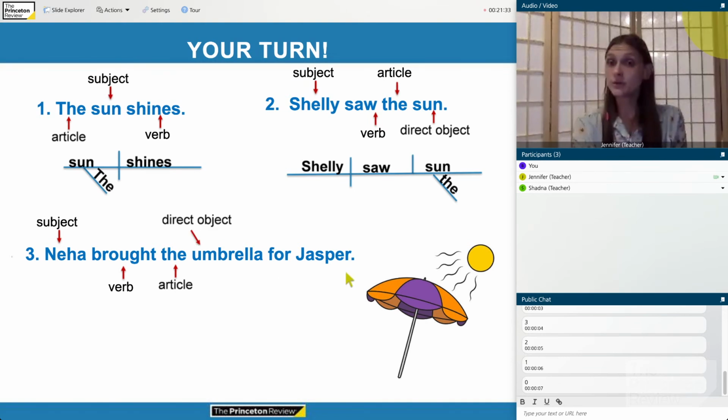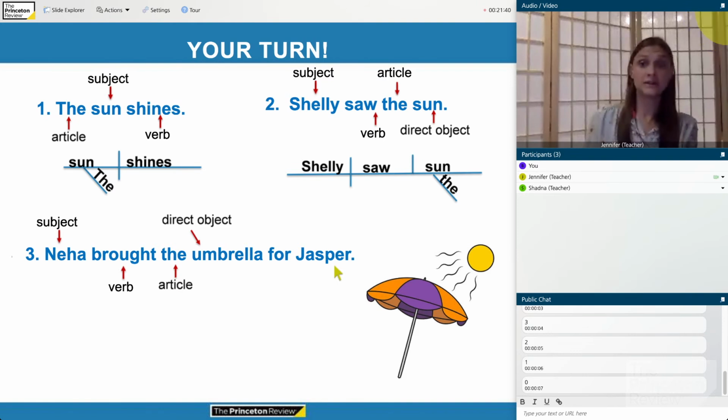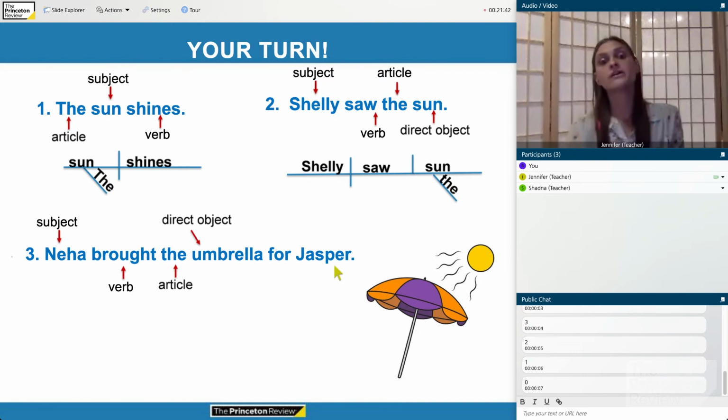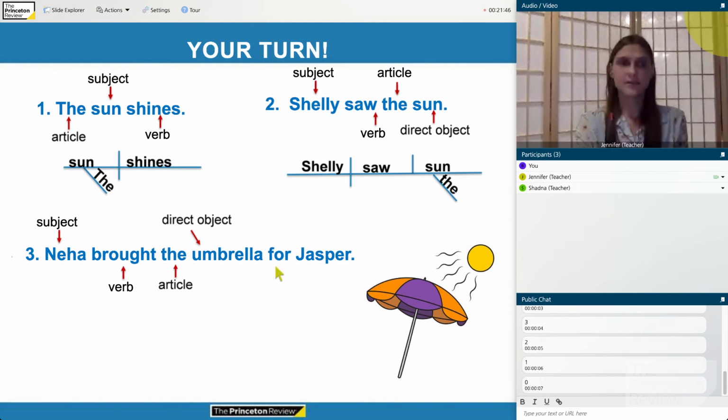And you see that we have 2 more words, for Jasper. So ask yourself, okay, do I have an indirect object? Is someone getting the direct object? Yeah, Jasper is getting the umbrella. So Jasper is going to be the indirect object here, and for is a preposition.